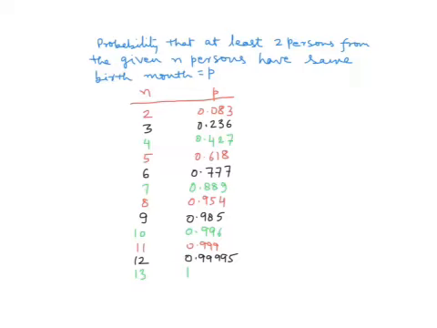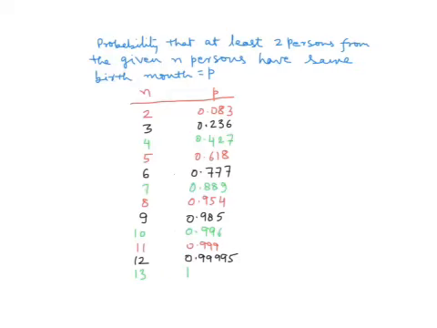Now in this video, we are changing the number of persons. Suppose we have just 2 persons or 3 persons or 4 persons, and that way we go up to 13, and then we find the probability using the same method that at least 2 persons have the same birth month. If you apply this logic to the bet we had taken in one of the lectures, this gives the probability of your winning the bet.